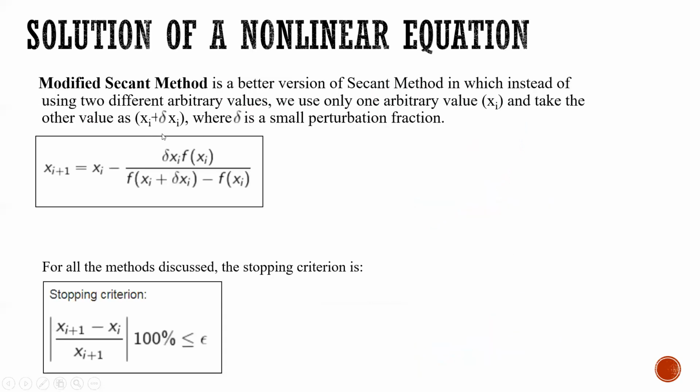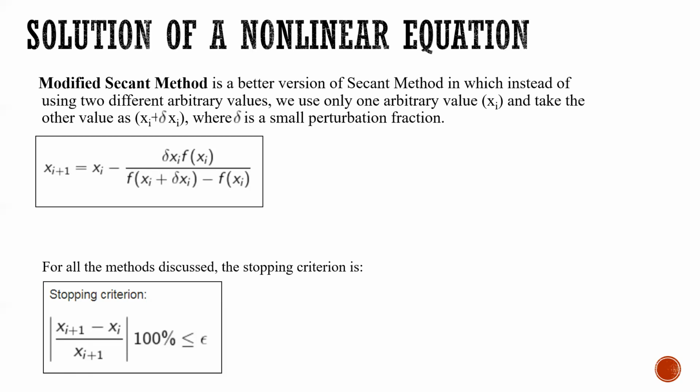Last method is modified secant method. It is a better version of secant method in which instead of using 2 arbitrary values, we use only one arbitrary value xi and take the other value as xi plus delta xi, where delta is a small perturbation fraction, let it be 0.01. This can be formulated this way, which is similar to the previous one. Just instead of xi minus 1, we write xi plus delta xi. This is also a good method when the derivative of the function is not given.